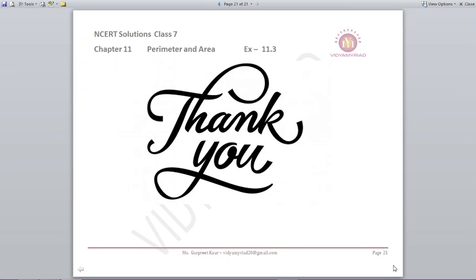That's all for this exercise 11.3. I hope children you must have understood. It's very easy, very simple. Just know the formula of circumference and the area of the circle and just put the values in it. You will be very easily able to find out the answer.